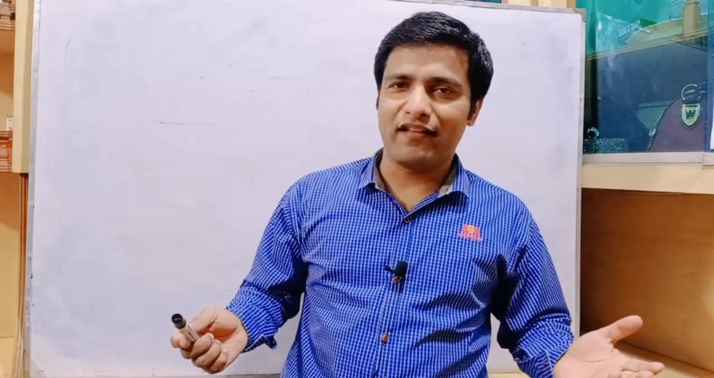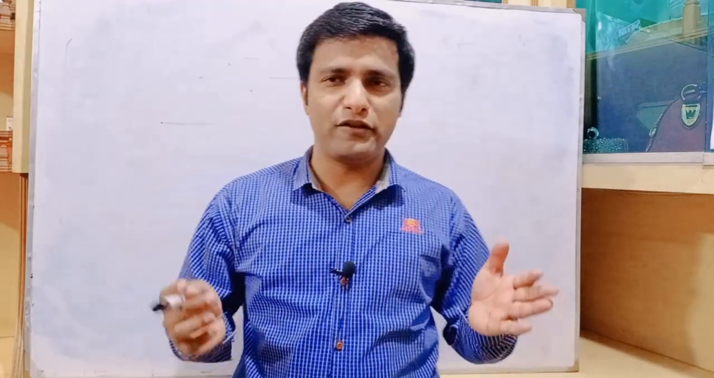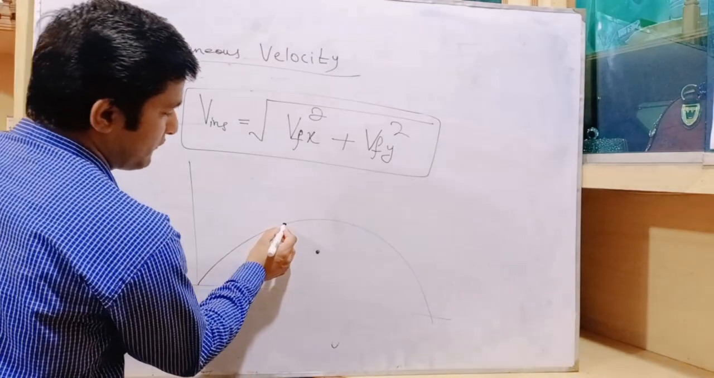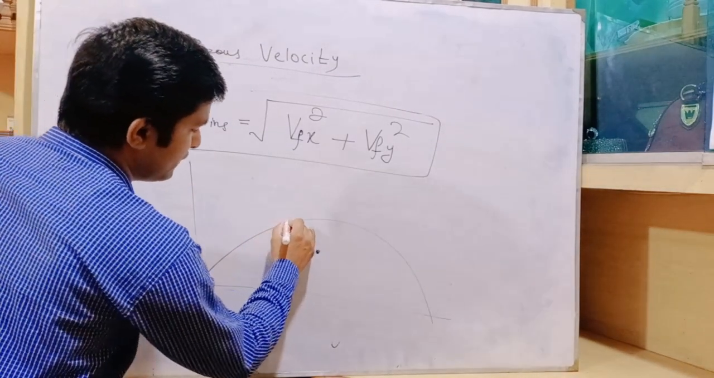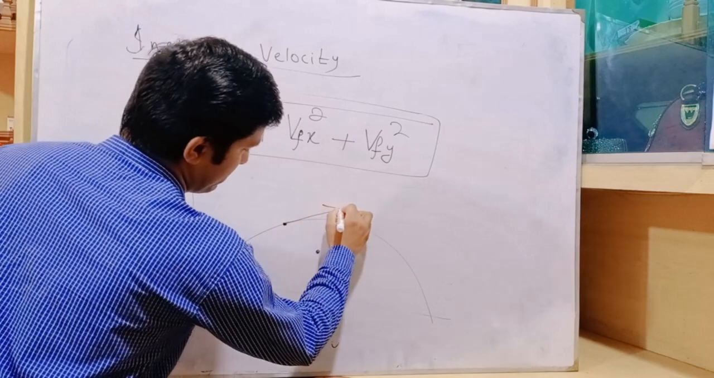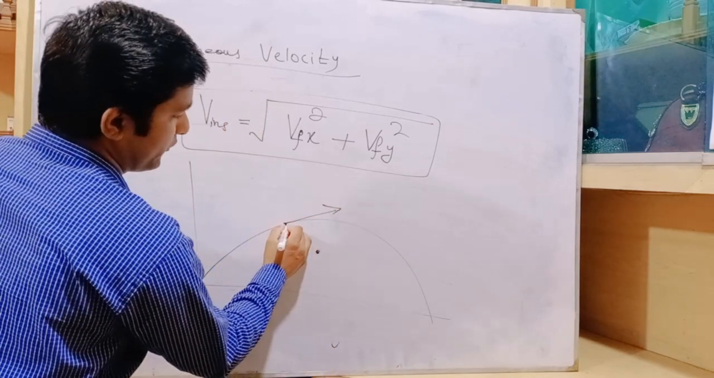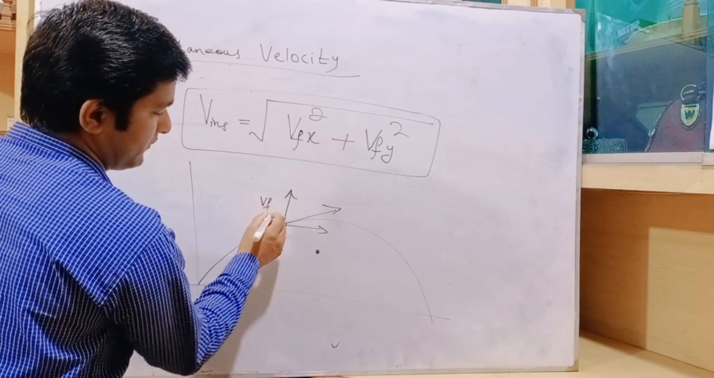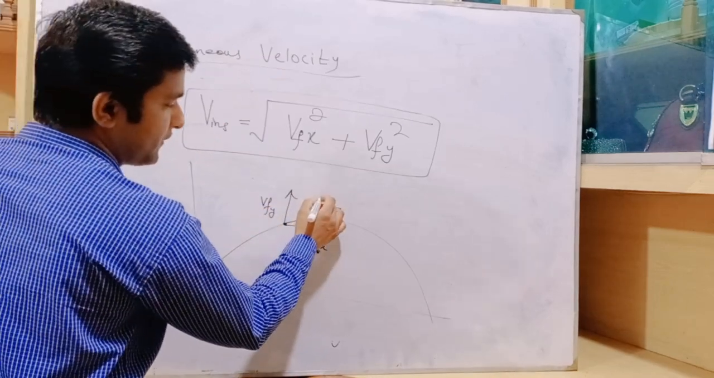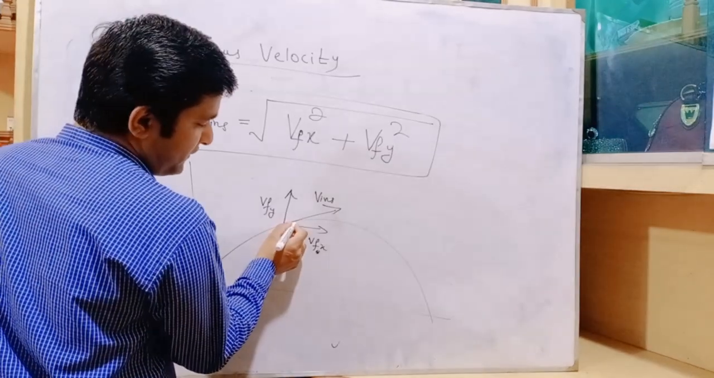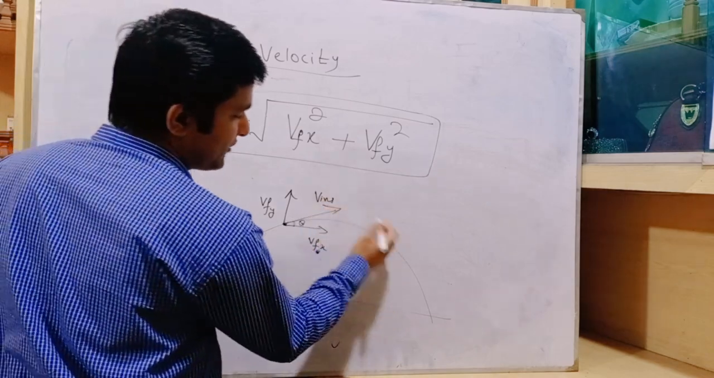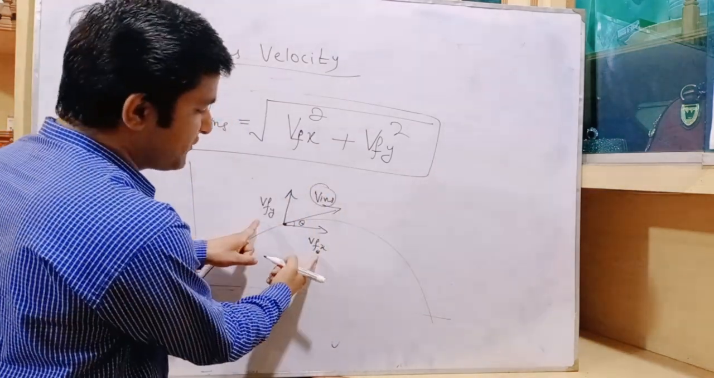Now we want to find out the instantaneous velocity of a projectile. What is instantaneous velocity? It is the velocity of a projectile at any instant of time. We want to find out the instantaneous velocity over here. This is the velocity vector, and it has an X component, and this is the Y component, and this is the instantaneous velocity. This is the angle theta. As you know, a vector can be written in the form of its two components.